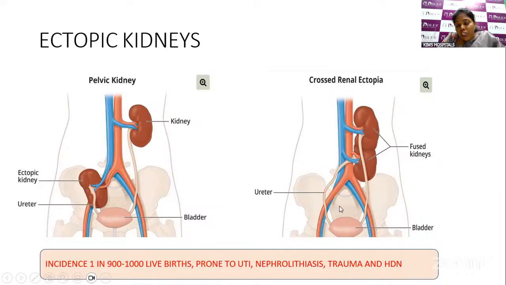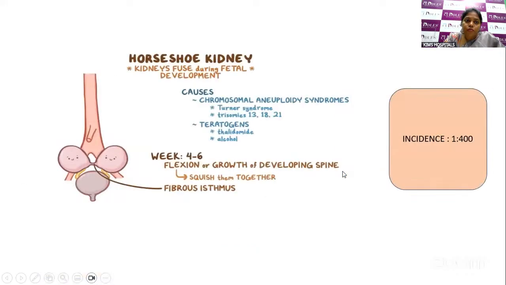Sometimes because of the twisting of the ureter or twisting of the embryo during the descent or during the formation itself, it causes cross-fused ectopic kidneys. The incidence is 1 in 900 to 1,000 live births. They are prone to have vesicoureteric reflux because of the abnormal angular drainage into the bladder, or sometimes may have hydronephrosis or obstructive pathology also.